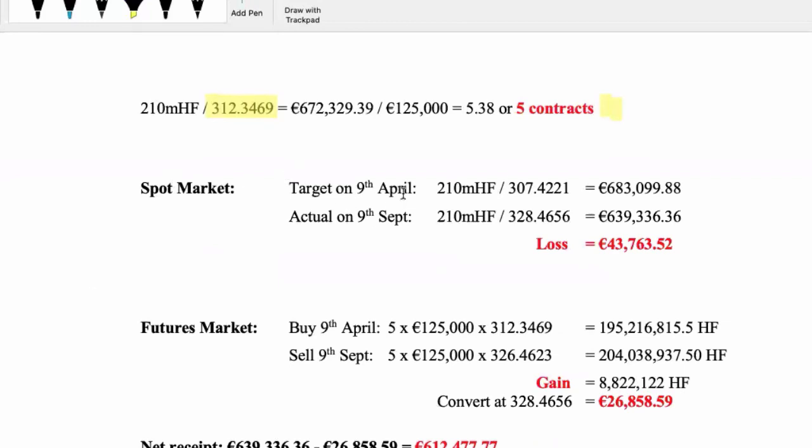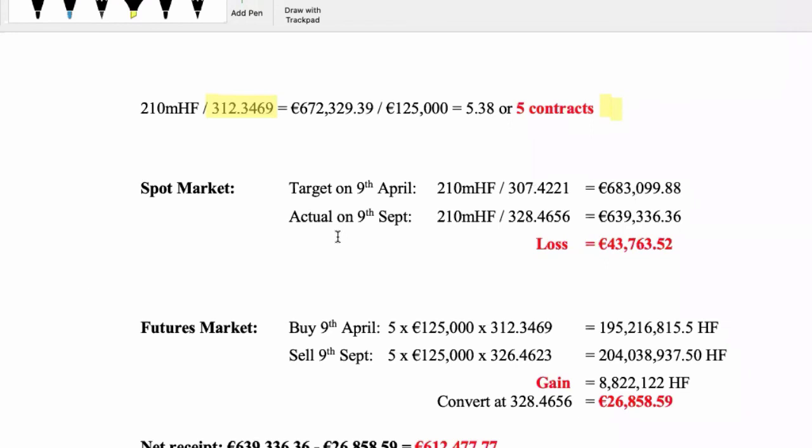So on the 9th of April, when we decided to send out this invoice for the goods that were purchased from us, we have a target, what's called a target here, based on the spot price that we had highlighted, the 307. Like in the previous question 5, if our customer gave us the money today, in other words, if there was a lead payment, what would we have received? Based on the current spot rate, we would receive 683,099 euro. Okay, but that's not going to happen. They're not going to give us any money today. So let's not worry about the futures just yet.